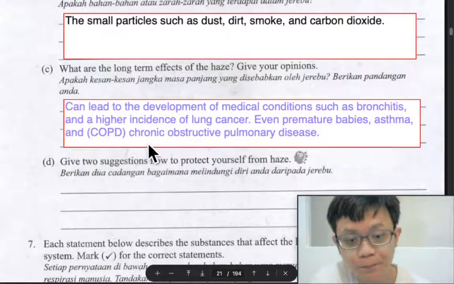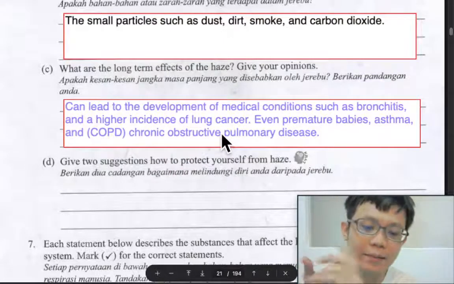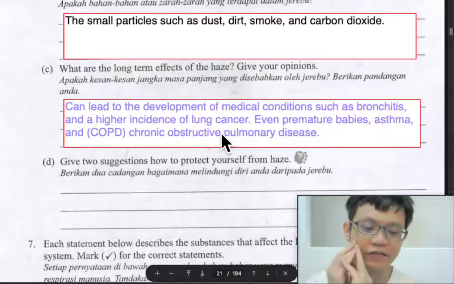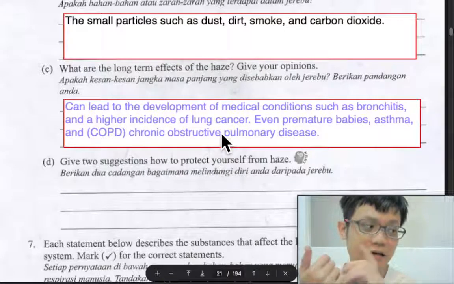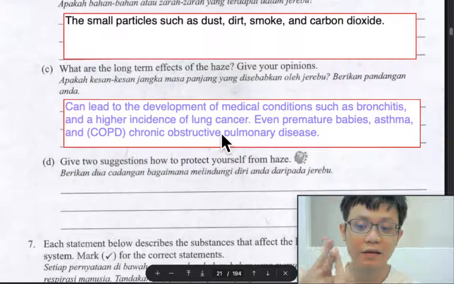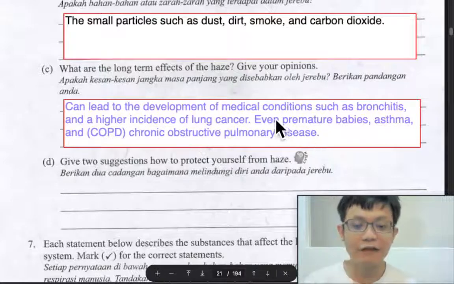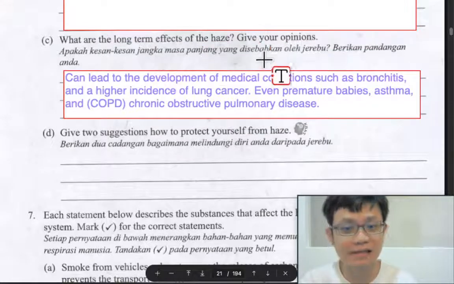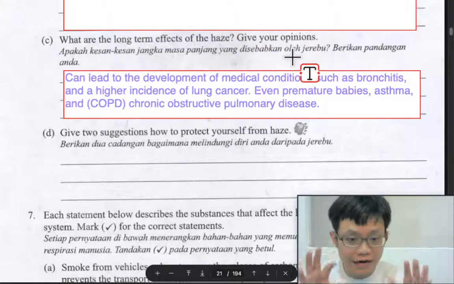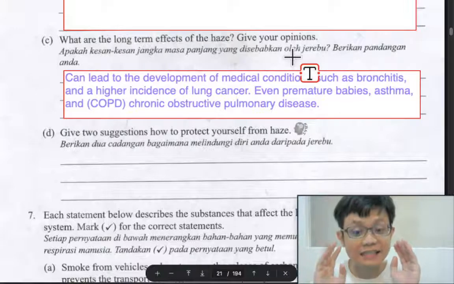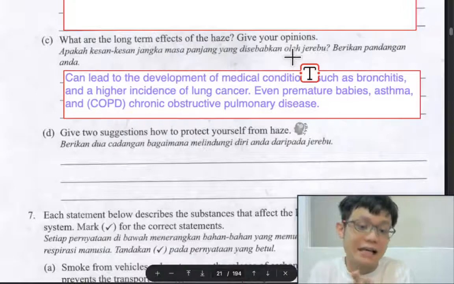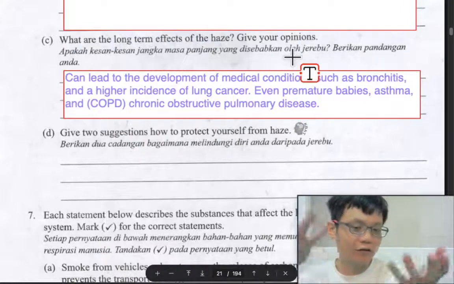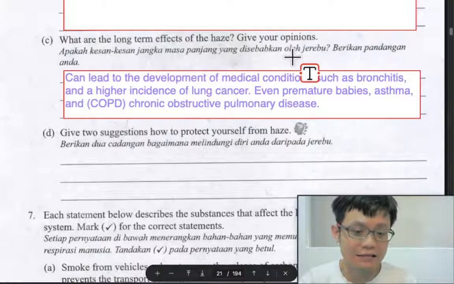So haze is not good. Why is haze not good? You use your own words, because haze can cause asthma, difficulty in breathing, and lung cancer. Easy, don't make it very difficult. Just say bronchitis, asthma, and maybe premature baby. Whatever, I think three should be enough. Very good. You can find on Google, because this question has many answers. You can write any answer, but write the answer that is easy for you to remember. So I would say asthma, because asthma is easy to remember, and premature baby. Yeah, I don't know, whichever is easy for you to remember, or lung cancer.